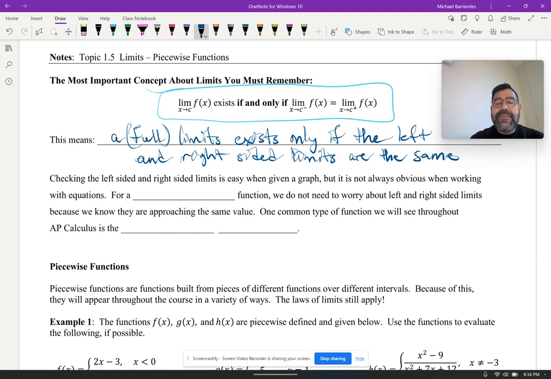So if you take the limit from the left and you get an answer, and you take the limit from the right and you get an answer, and the answer is the same, well, then the full limit exists from both sides. It's easy to check the left side and the right side when we're given a graph, but when we're working with equations, it gets a little iffy.